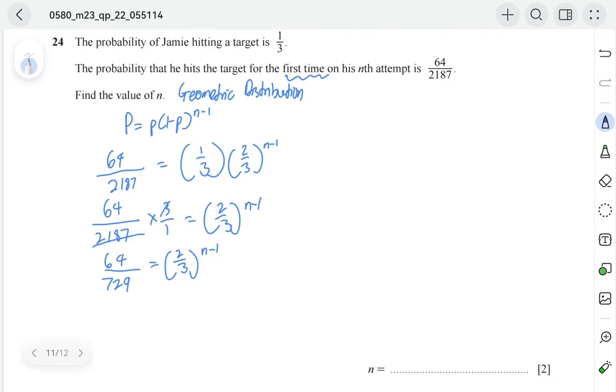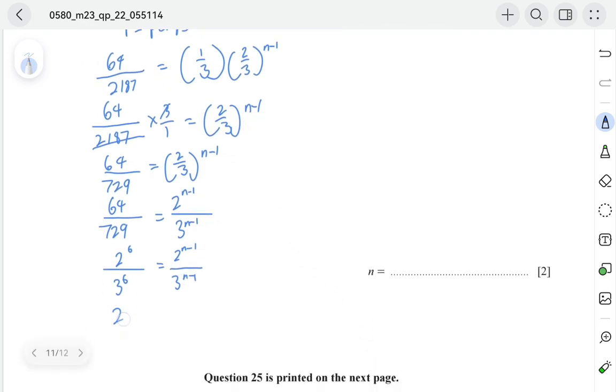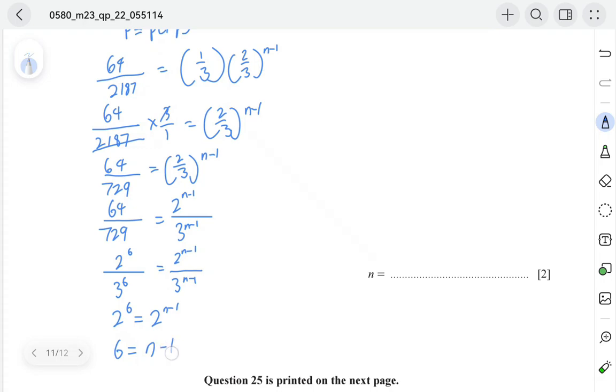We know from the indices rule that this becomes 64 over 729 equals 2 to the n minus 1 over 3 to the n minus 1. If we look closer, 64 is actually 2 to the power 6, and 729 is 3 to the power 6. So 2 to the power 6 is equal to 2 to the power of n minus 1, so 6 is equal to n minus 1, and n is equal to 7.